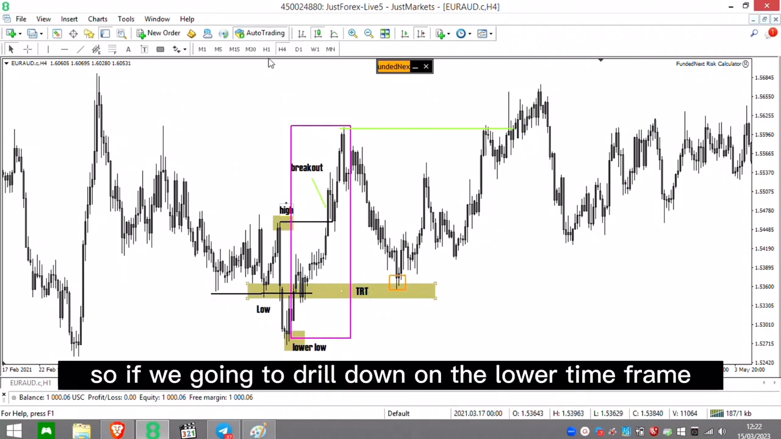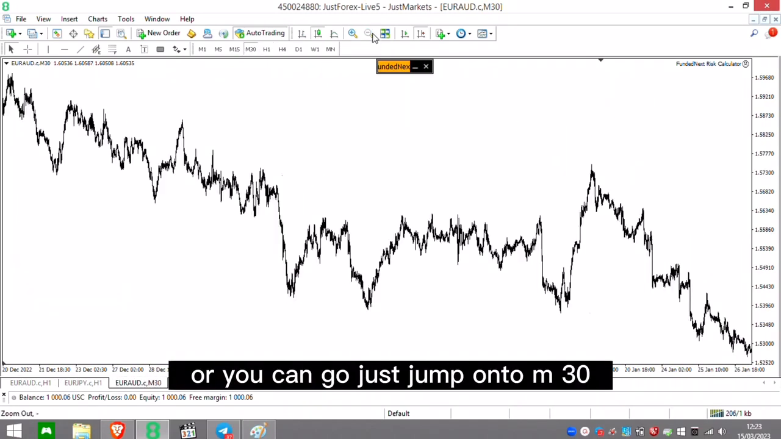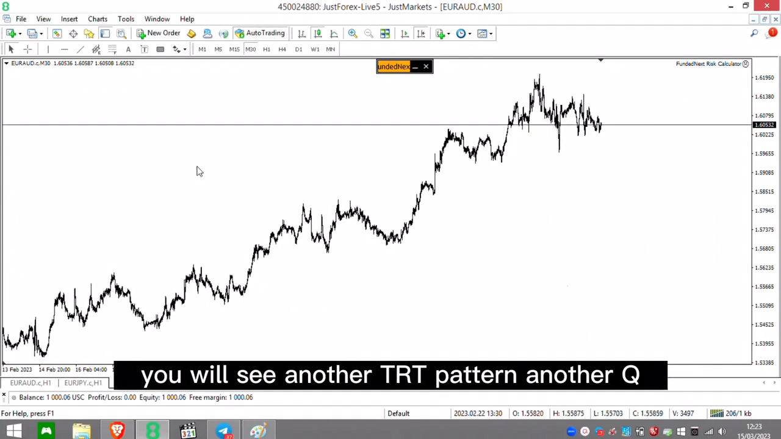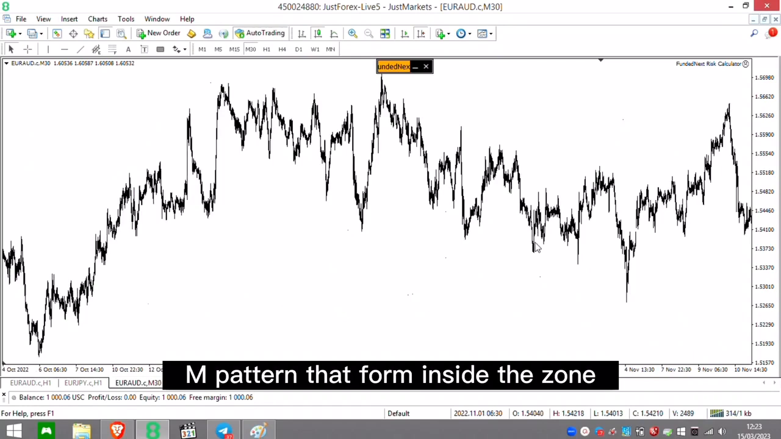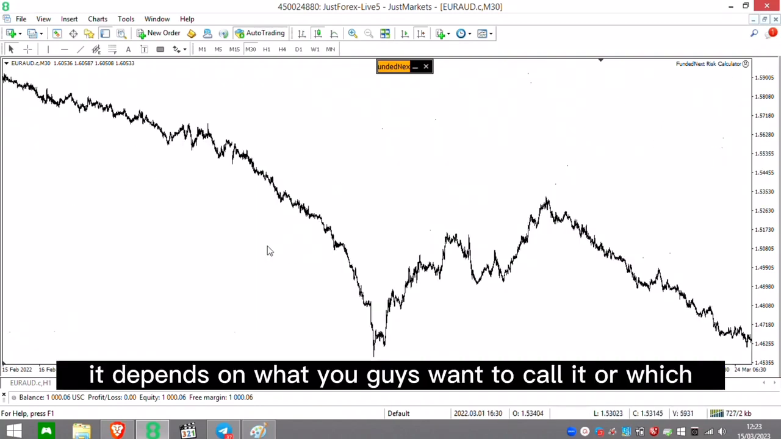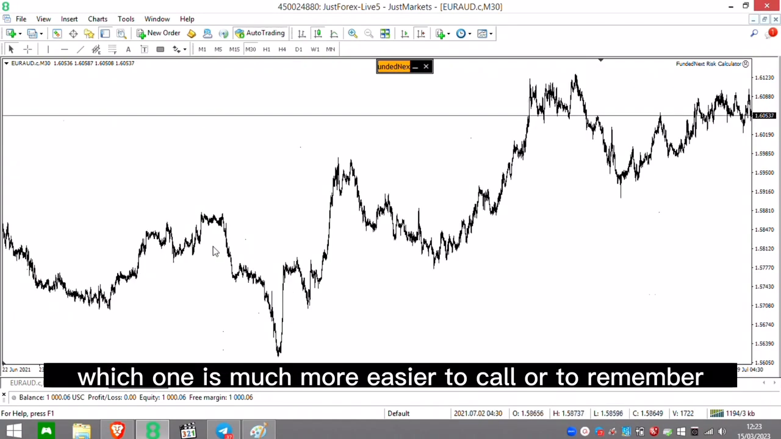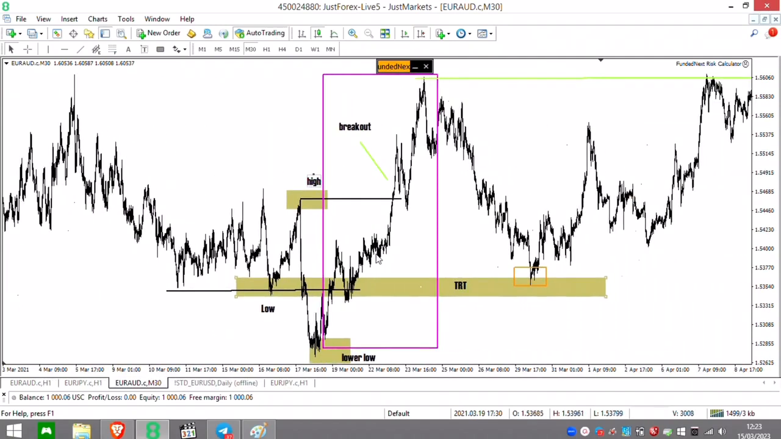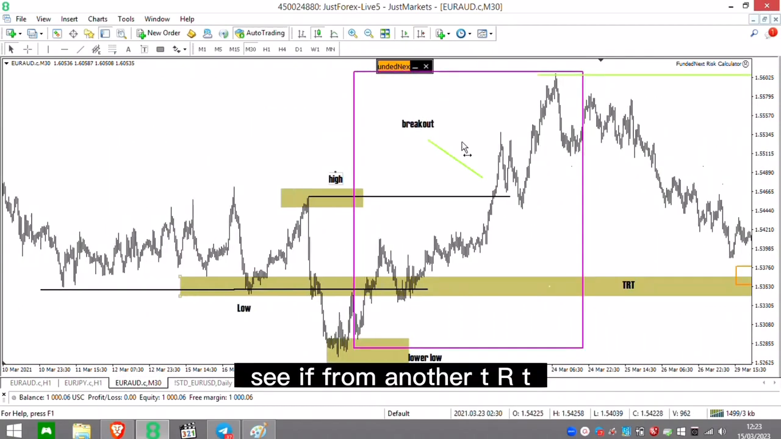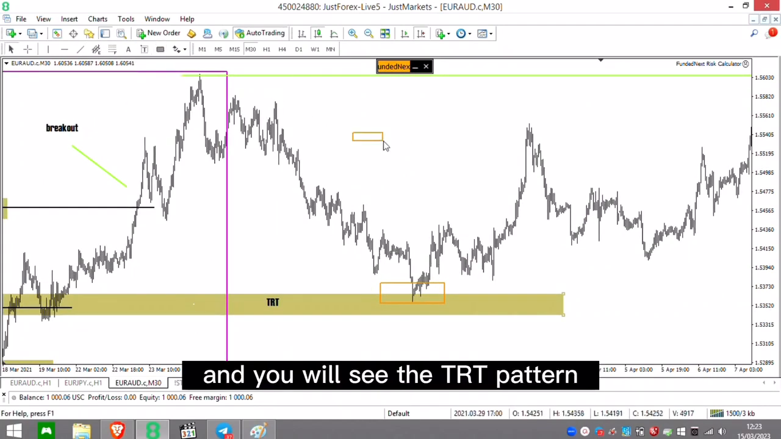So if we are going to drill down on the lower time frame, which is H1, or you can just jump onto M30, you will see another TRT pattern, another QM pattern that forms inside the zone, which I call double TRT or double QM. It depends on what you guys want to call it, or which one is easier to remember. See, it forms another TRT. Need to just zoom out, and you will see the TRT pattern.